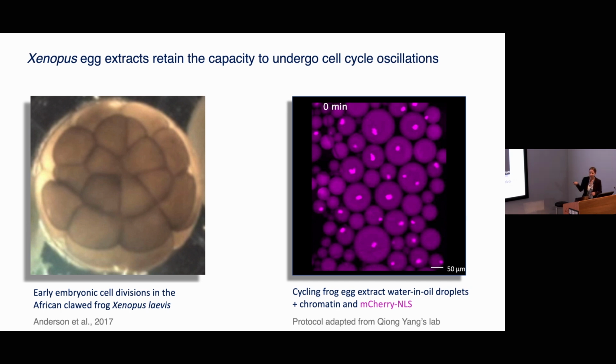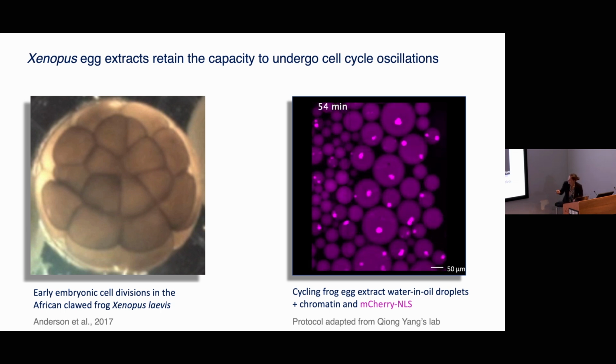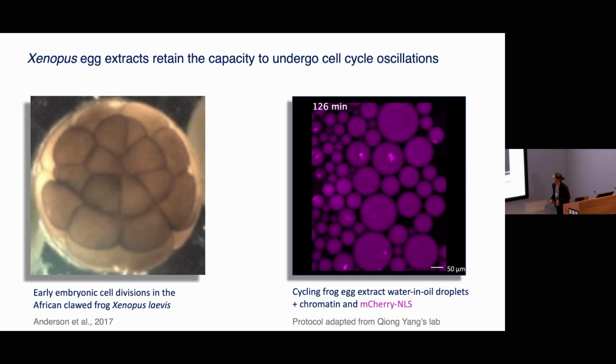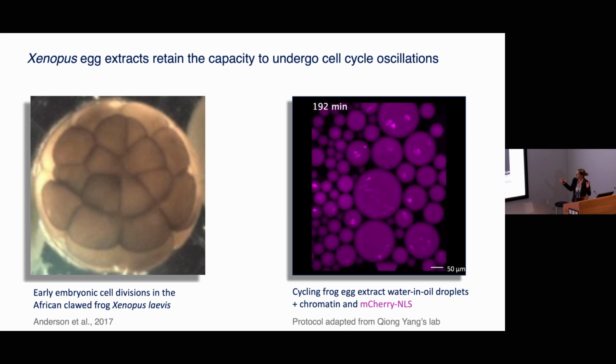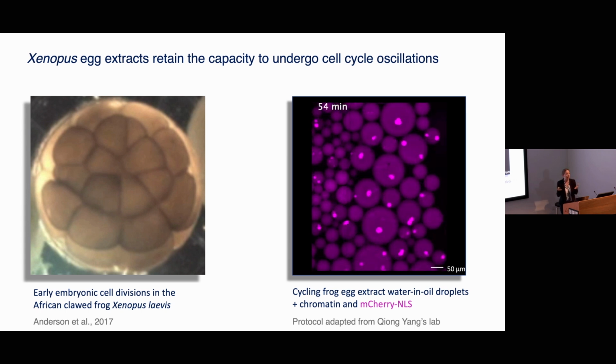Again, these are not eggs. These are protein extracts, but you can already see many of them are carrying a nucleus, which is this bright dot in the middle, highlighted through the nuclear localization signal marked with mCherry. And if you now look at this movie, I hope you can appreciate that, like in the full egg, these droplets can undergo several rounds of cell cycles, including fully breaking down the nuclear envelope, the nuclear localization signal with the fluorescent protein diffuses, and then it fully rebuilds the nuclear envelope.